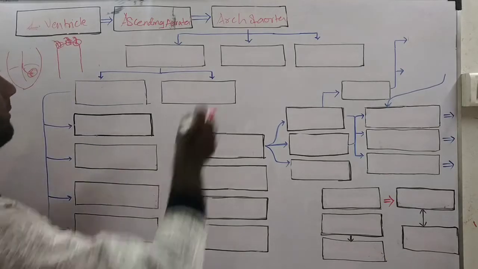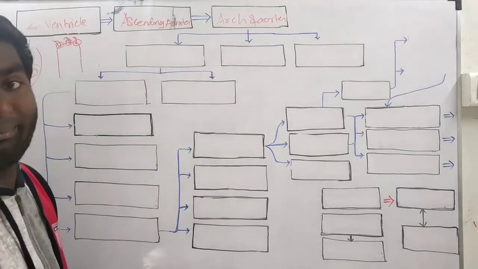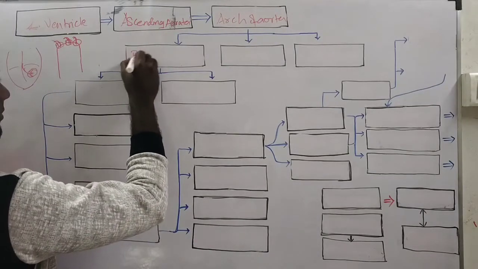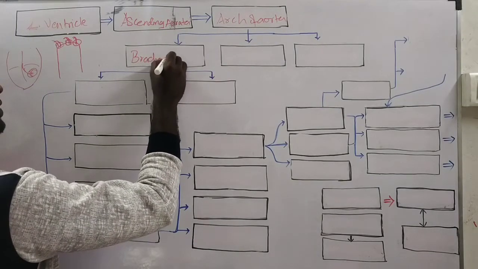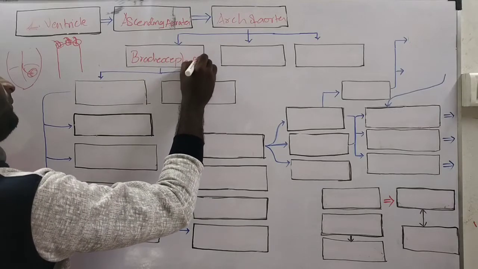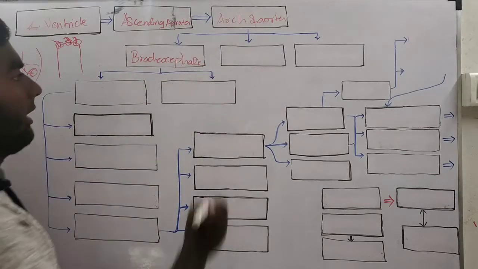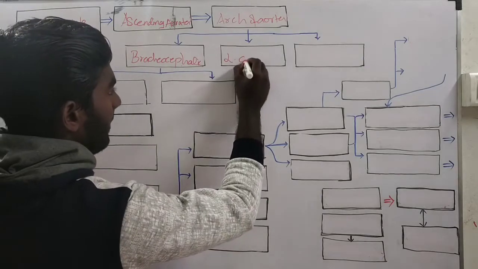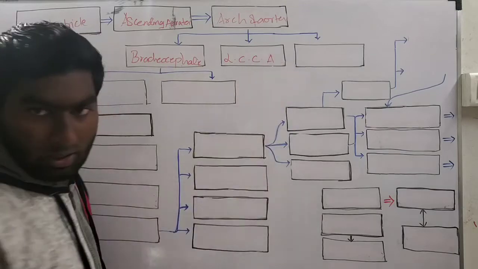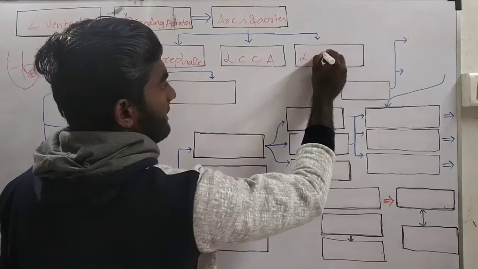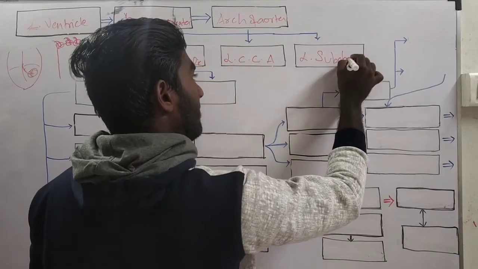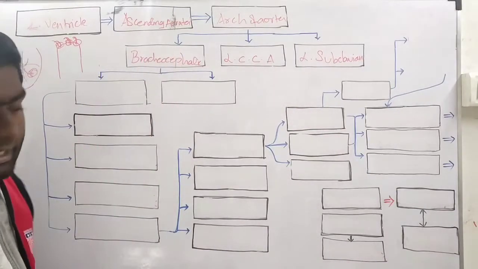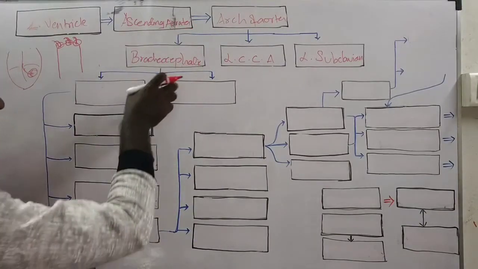Now we'll see, from the arch of aorta, it divides into three branches. What are the three branches? The first one is the brachiocephalic artery. Then the left common carotid artery. Next, the left subclavian artery. Understand?